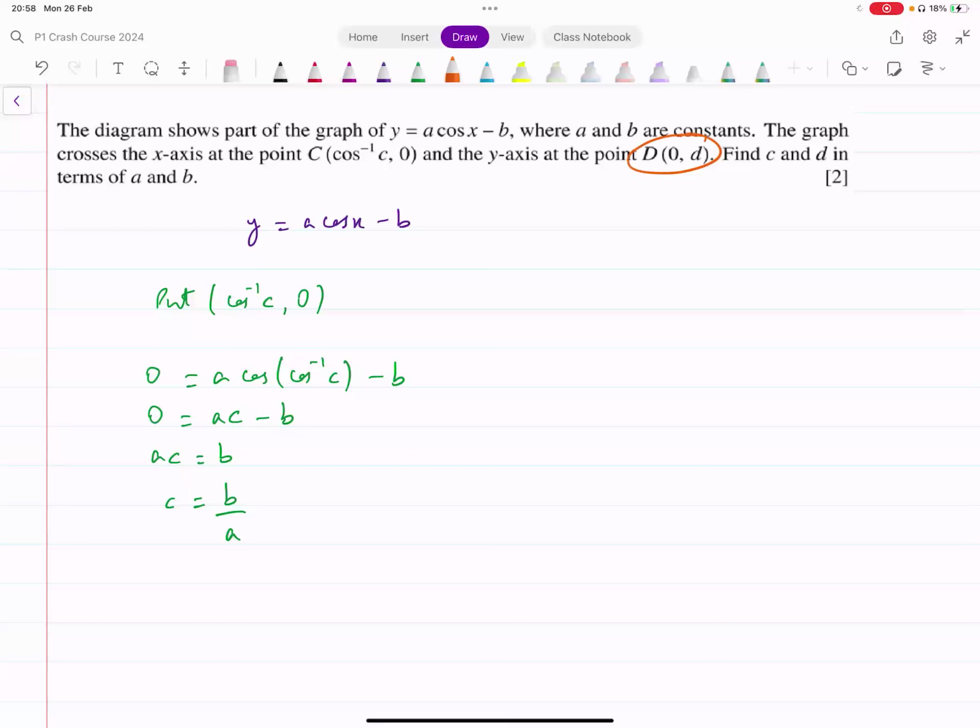Then you have another point given here as well, 0D. That also has to lie on the graph, on this equation. We put that here as well, X coordinate 0, y coordinate D. In place of y, put D. In place of x, put 0. So you get A into cos of 0 minus B, that equals D. Now, what's cos of 0? You can evaluate this on your calculator. Cos of 0 gives you 1. So you have A into 1 minus B, and D turns out to be A minus B. That's D in terms of A and B. And that's all that we were looking for, the value of C and the value of D.